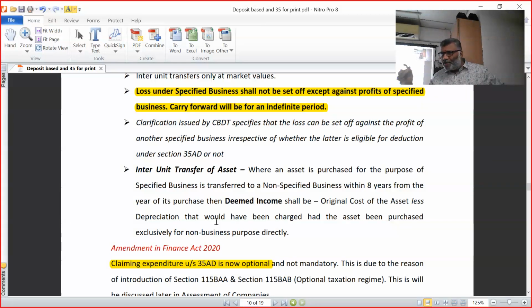You purchased it for specified business. When will it happen? Now, for an eligible housing project, I am buying some equipment. That project is over. Now I am transferring it to my regular housing projects. That is inter-unit transfer of asset. Don't ask me how the income tax officer will know. That is why the honest chartered accountant is there.